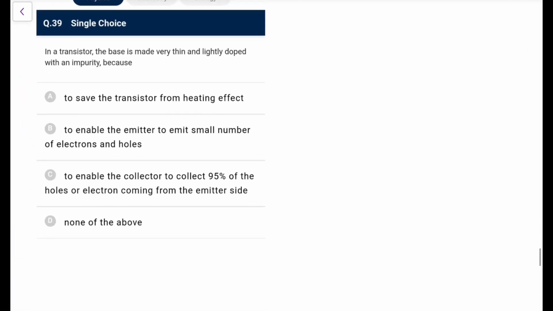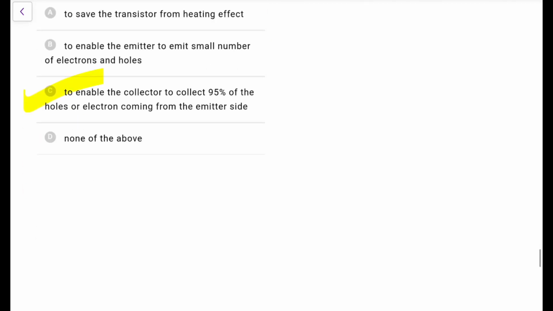In a transistor, the base is made very thin and lightly doped with an impurity because we want that base current to be as low as possible, and want the electrons from the emitter to go directly to the collector. So this is option C. That is the most appropriate that I can think of.